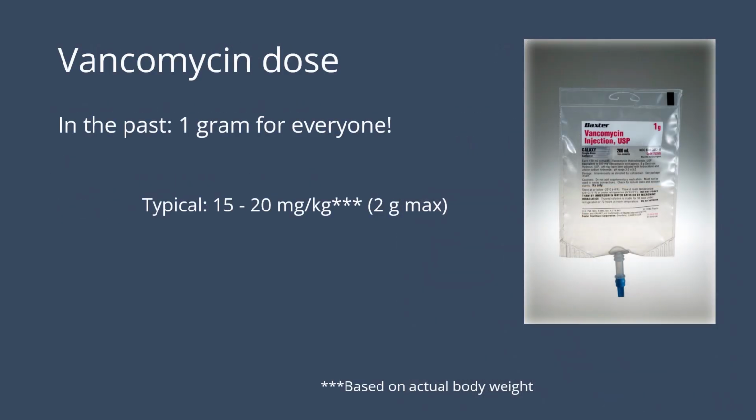Let's briefly mention vancomycin loading dose because it used to be seriously underdosed. In the past, everyone got 1 gram. That is incorrect. The recommended dose is 15 to 20 milligrams per kilogram with a 2 gram max based on actual body weight. However, in sick patients, you actually want to give them a big loading dose, and this has been studied at 25 to 30 milligrams per kilogram with a 3 gram max. Numerous studies have looked at this, and multiple guidelines recommend this dose.